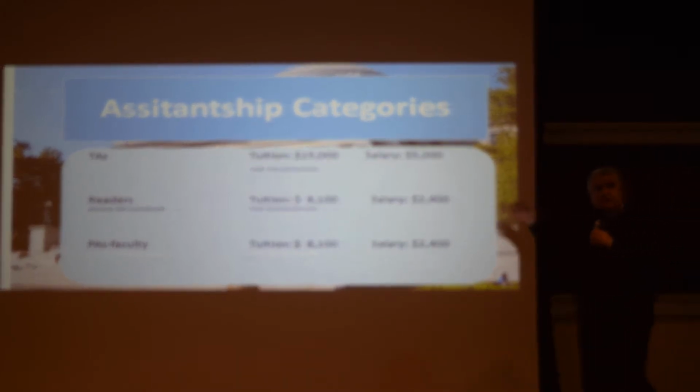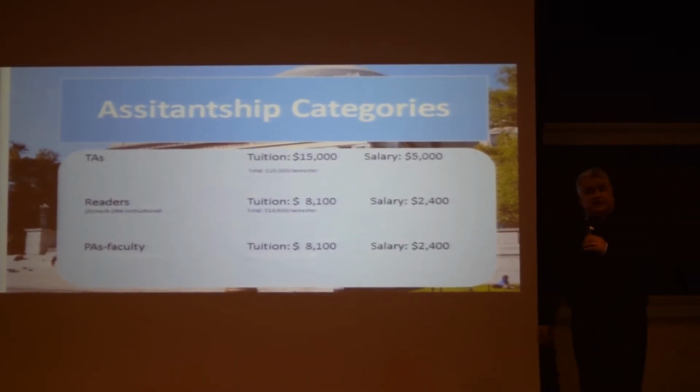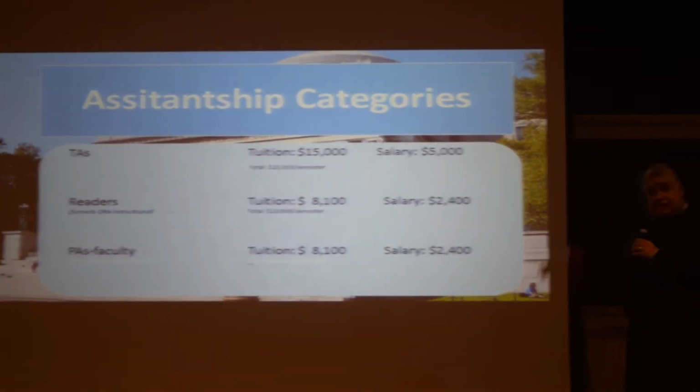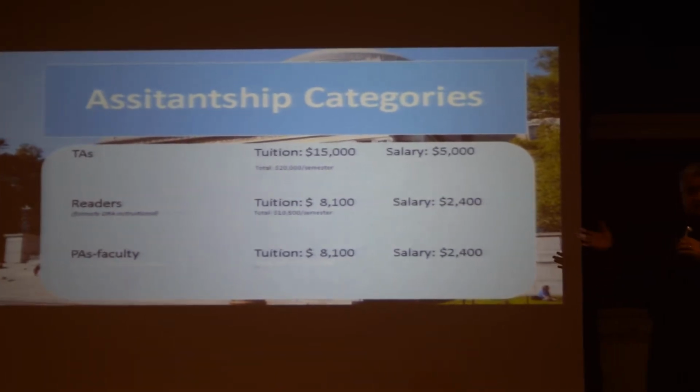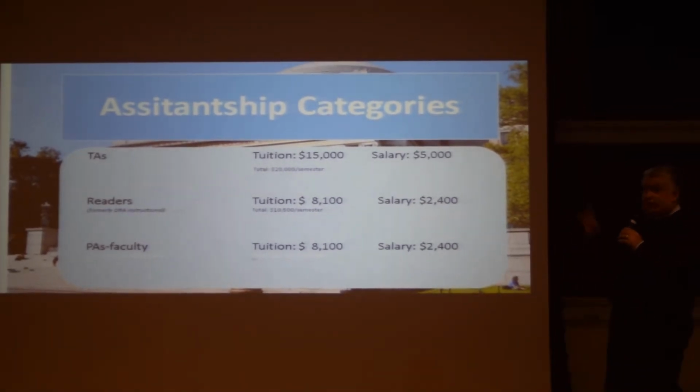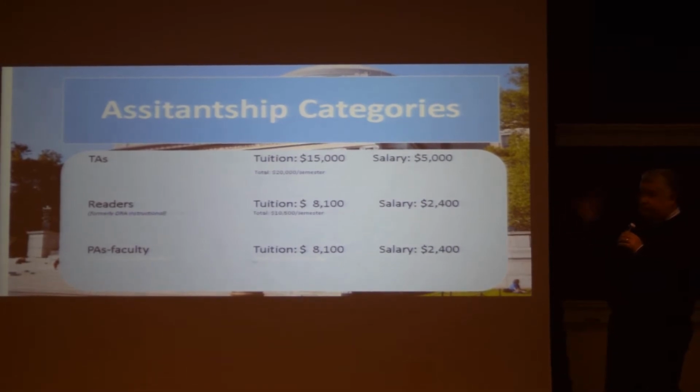So the first category that we have are teaching assistants. Once again, per semester, it carries a total financial package of $20,000 per semester. You're selected for one of those. And they're divided into two different things. There's a $15,000 tuition credit that is actually credited directly to your student account, and a $5,000 salary that is paid to you throughout the semester on a bi-weekly basis. That's the first category.